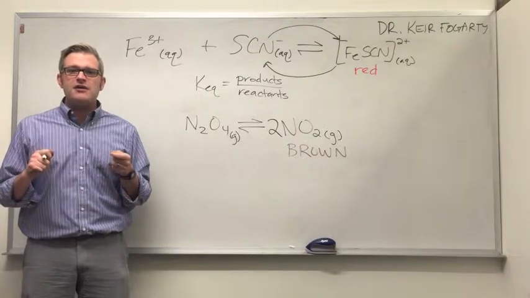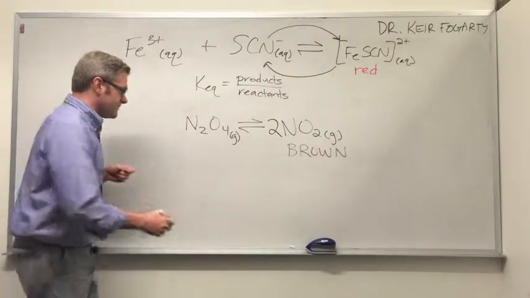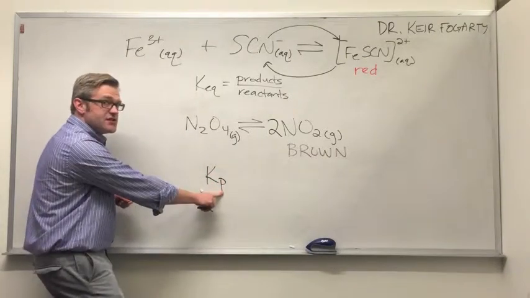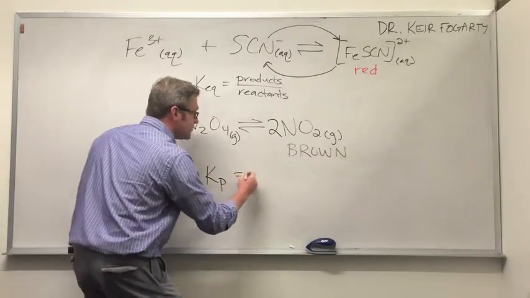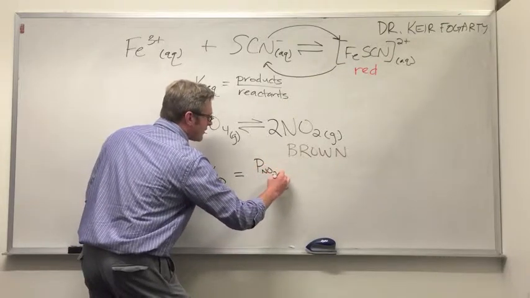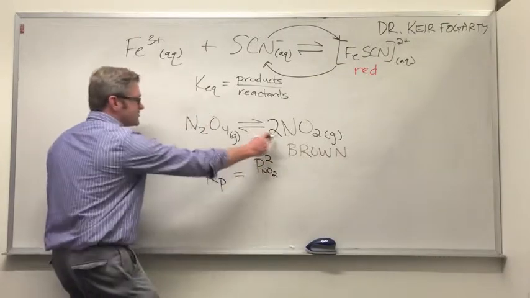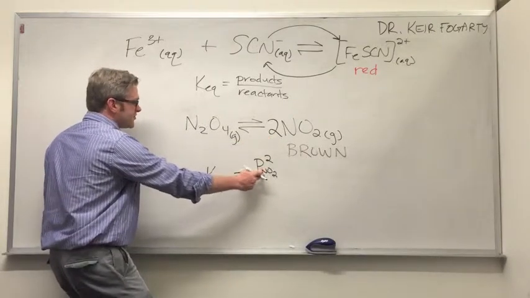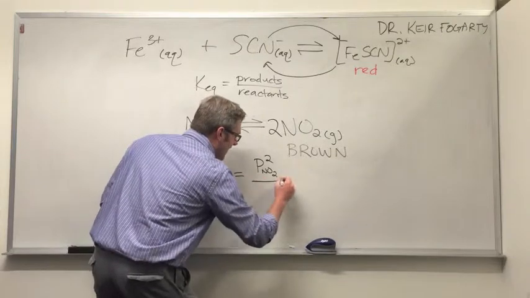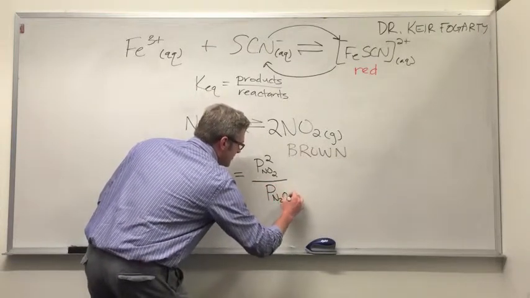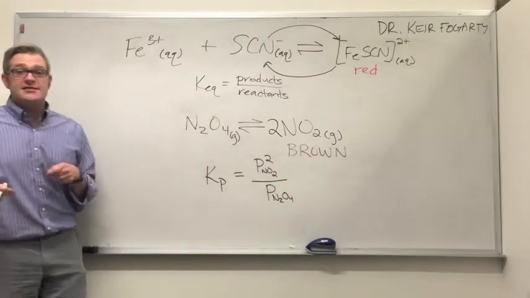The way we write the equilibrium expression for this reaction is Kp. This symbolizes that we're dealing with gases, and we use the pressures of the gases rather than our concentrations. And because there is a stoichiometric number of 2 there, we square the pressure of our NO2, and that is over the pressure of our reactants, which is our dinitrogen tetroxide.